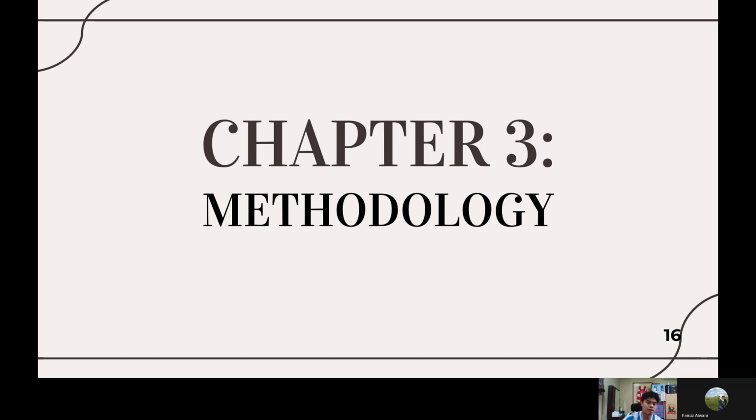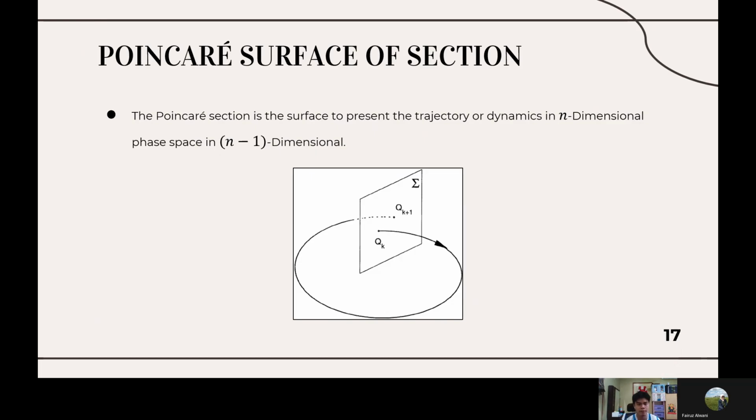Our methodology in our research is to use the Poincaré surface of section, which is a surface used to present the trajectory or dynamics in n-dimensional space in n-1 dimensions. As we can see in the figure below, this is an example of a Poincaré surface of section. We put a surface on the trajectory of some points, and the point starts from q_k and goes into q_{k+1}. So we will see the trajectory of the point on the surface.